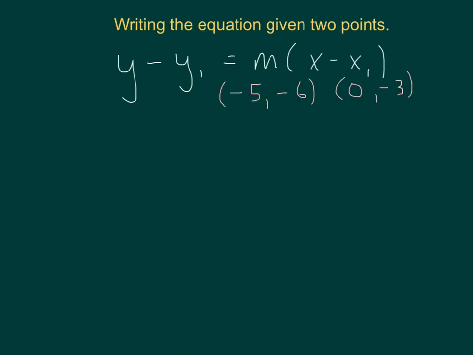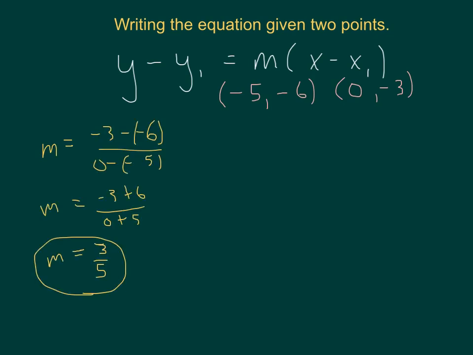Okay, so now we have another example here. Negative 5, negative 6 is one given point, and 0, negative 3 is another given point. So first we're going to want to go ahead and calculate our slope. So why don't you go ahead and calculate slope on your own. Press pause. Come back and check in with me. Okay, I ended up with 3 over 5.